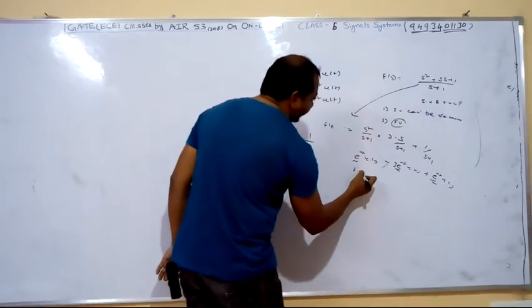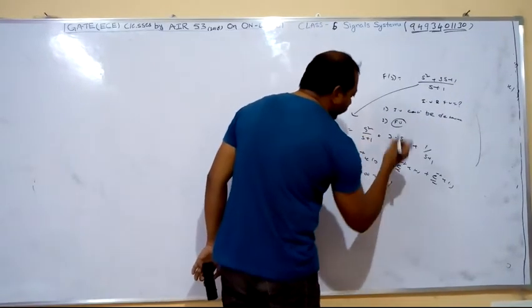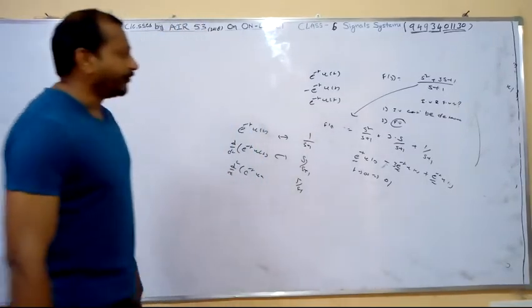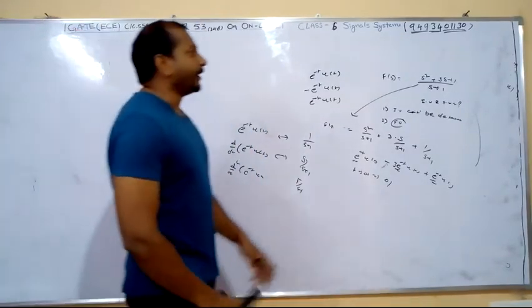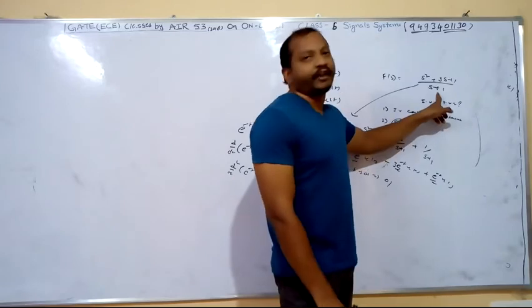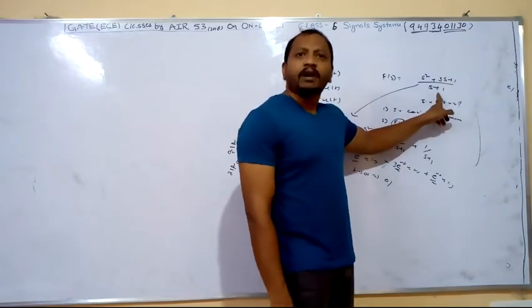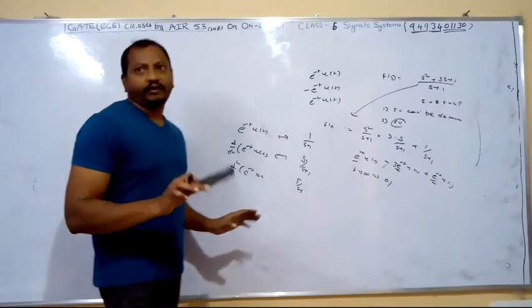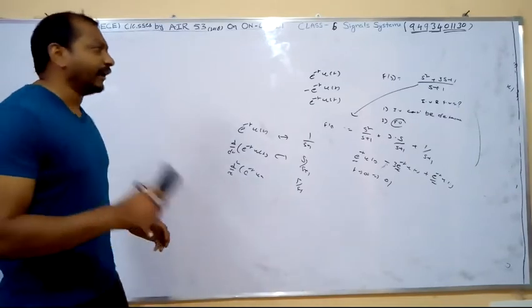Because of this minus, as t tends to infinity, this value is going to be 0. So definitely the system is stable. Otherwise, from the given function, the pole exists in the left half of the s-plane. Definitely the system is stable, and we can calculate the final value.